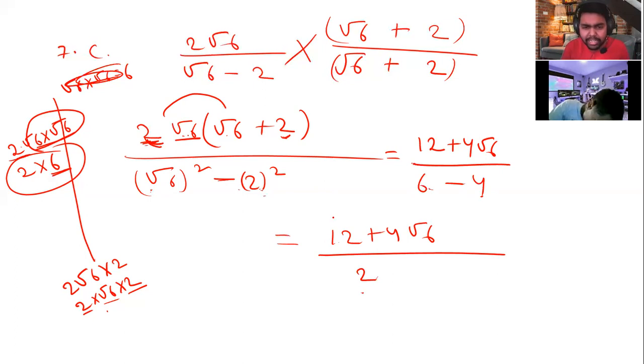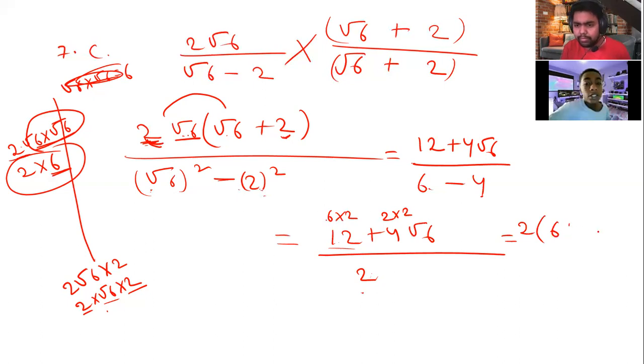12 is also having a hidden 2 times 6, and 4 root 6 can be 2 times 2 root 6. Now I am taking 2 common because I want to cancel this 2. Therefore, I am taking 2 common, so there would be just 6 and just root 6.